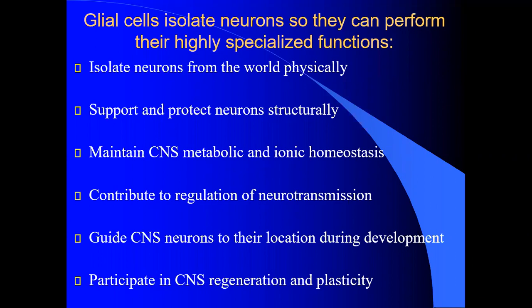Glial cells also were responsible for guiding the central nervous system neurons to their locations during development, and they participate actively or sometimes in a very negative way in regeneration and plasticity. That is, the wrong response of a glial cell may inhibit regeneration, and that may have to be overcome. The neuron in that case may be willing to regenerate, but unable to because of obstruction by glial cells. Eventually, during the course, we'll take up all of these topics.